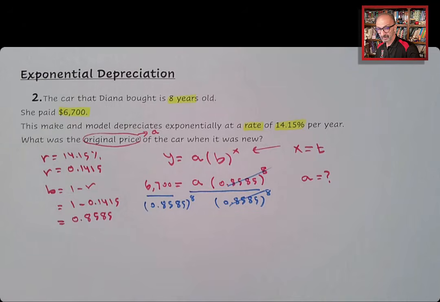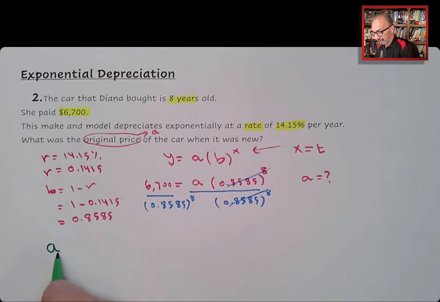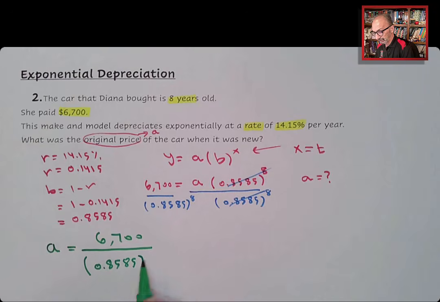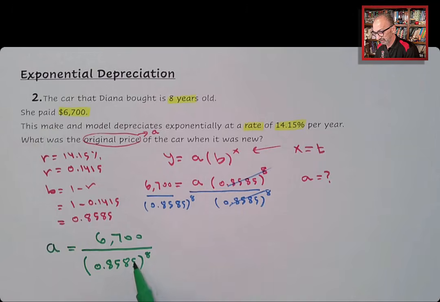We end up with a by itself equal to, let me write it on the left so I could use the calculator on the right, a equals 6,700 divided by 0.8585 raised to the power 8. If you find this value on the side and round it, you're not going to get the accurate answer. So we need to finish the calculations, and then we'll round our answer.